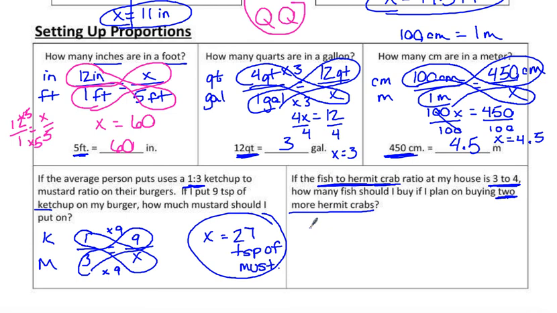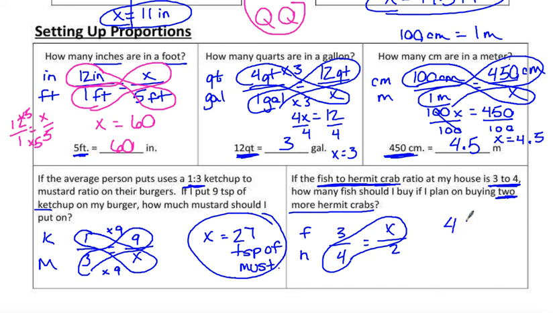So I'm comparing fish to hermit crab. Then the ratio is 3:4, 3 fish to every 4 hermit crabs. And she says she's buying 2 more hermit crabs. So I'm going to put 2 down here. And I need to figure out this top piece. So you could easily use the ratio. I'm going to use the butterfly with the proportions.